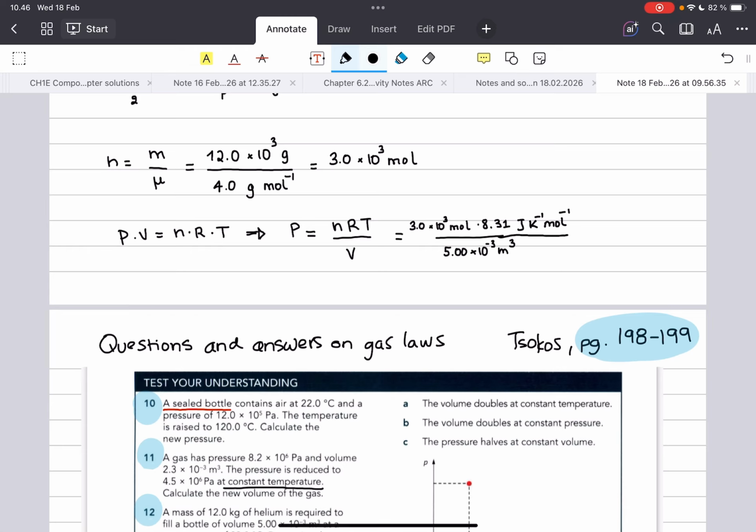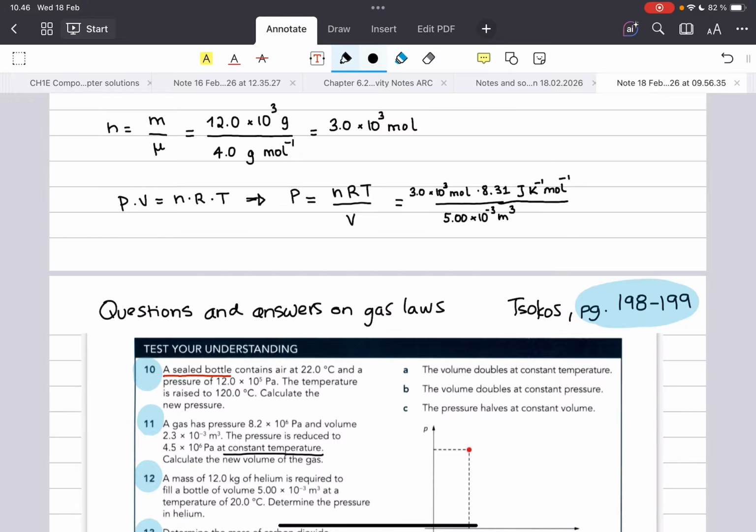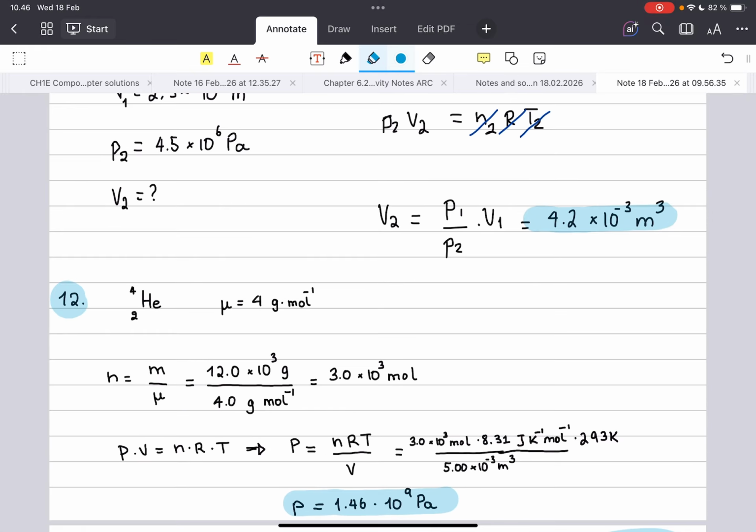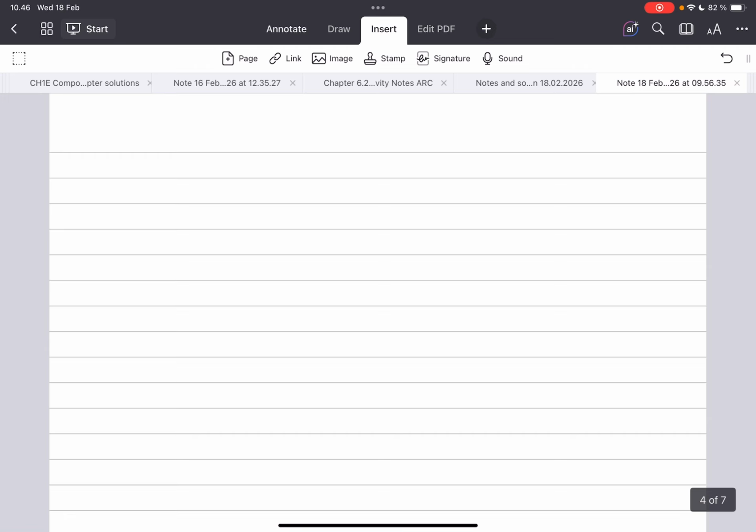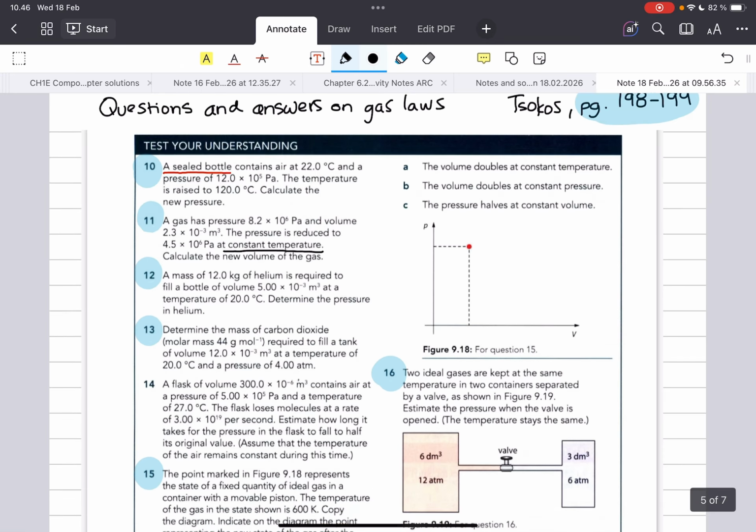Oops. And then you need to times by the temperature. The temperature was 20 degrees Celsius. If you plus 273, that becomes 293 Kelvin. So if you do this calculation, you will find that the pressure is 1.46 times 10 to the power of 9 pascals. There you go. So this is the answer on question 12. Let us go and solve question 13.